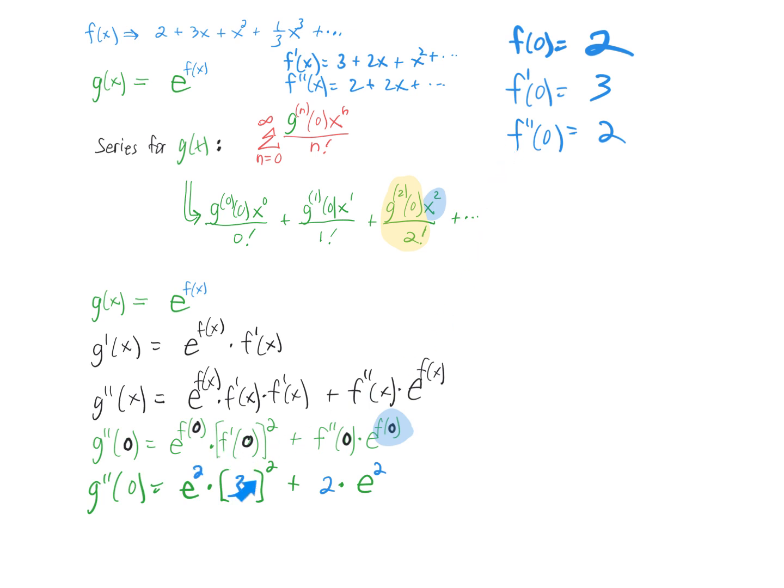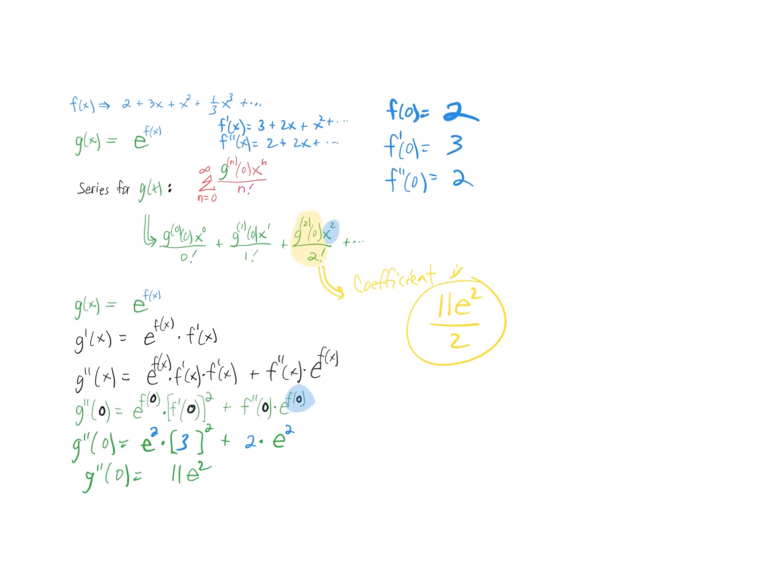Plugging all those values in, we now know that g double prime of 0 is equal to 9e squared plus 2e squared, which is 11e squared. So back to our Maclaurin series, the coefficient on the x squared term is the second derivative of g at 0, which is 11e squared, divided by 2 factorial. And there's our final answer. This is the coefficient, and that was answer choice D.